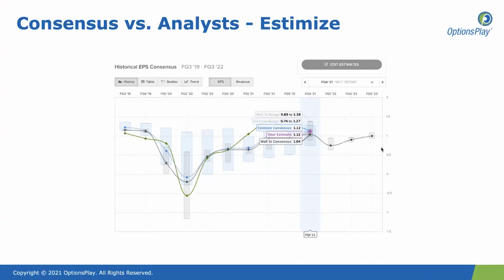So the first thing I typically look at is a tool called Estimize. This is a tool that you guys can also access at estimize.com. It's free to access if you contribute to the platform. And what it gives you is a sense for what the market is currently expecting earnings to look like versus what Wall Street analysts currently predict that earnings are going to look like.